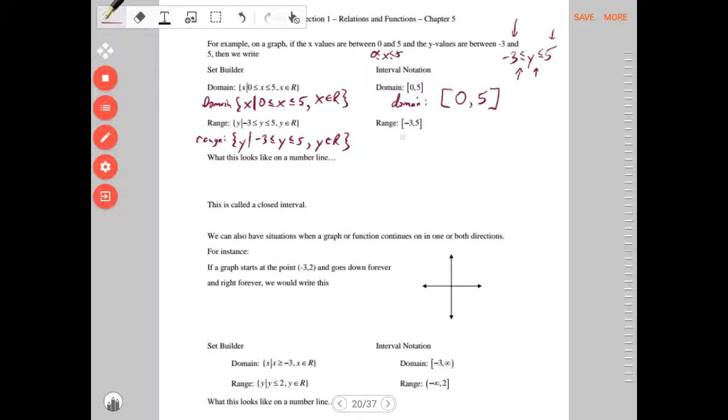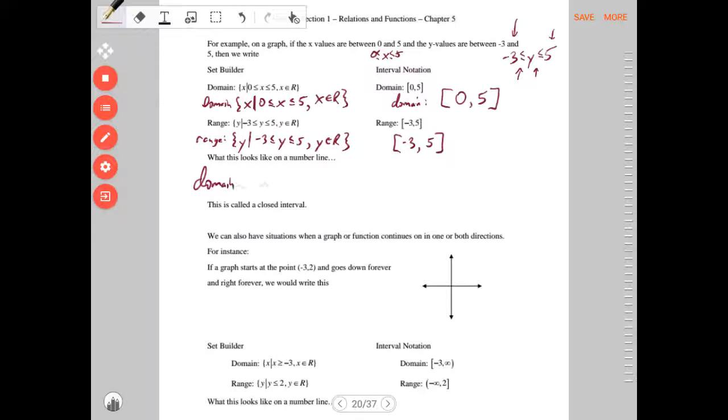And then in interval notation, again, we can equal -3. That's why it's a square bracket. And we go all the way up to +5, and we can equal +5, so it is a square bracket again. So what does this look like on a number line?